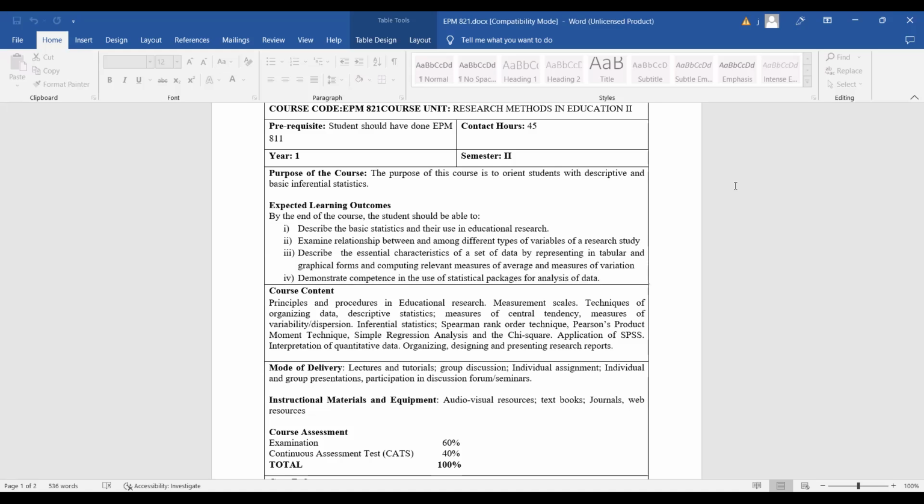analyzing data, so that when you finish this course, you will be able to analyze your own data. You'll be able to analyze the data given at any time, or when you will be finishing the course and you have collected data from the field, you'll be able to analyze this data using the SPSS, that is Statistical Package for Social Sciences.